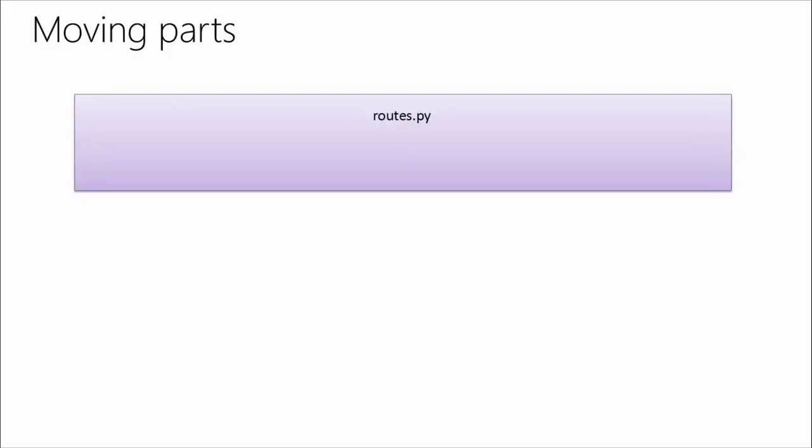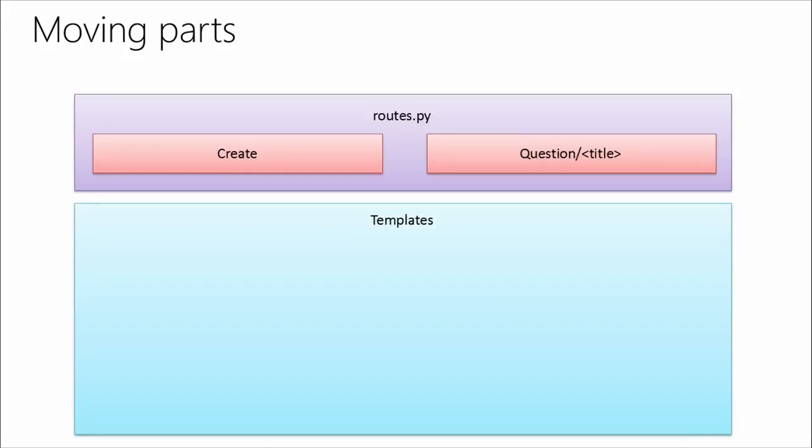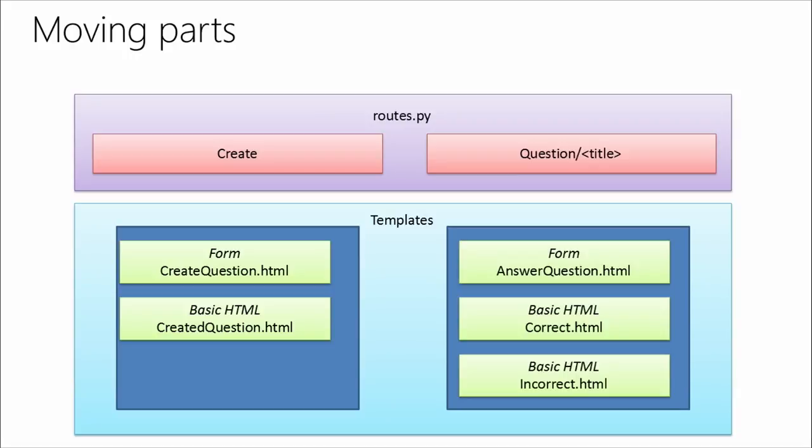But just to put out the big picture, our moving parts: there's our routes.py file. We've got our create and our question title methods. routes.py controls what happens when someone types in a particular URL, which pages are being displayed. We created those two methods earlier, and now we're going to link those up to templates. So we're going to have our create question and created question, probably not the best names, but that'll work. And for the answering side, we need a form for answer question, and then a correct and an incorrect page. Those are going to be the moving parts.